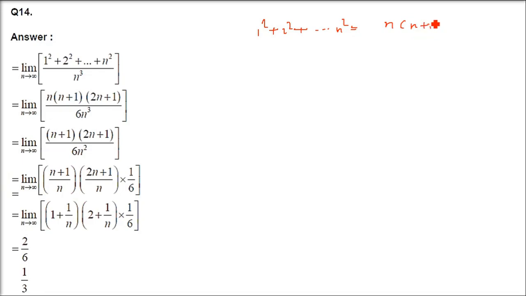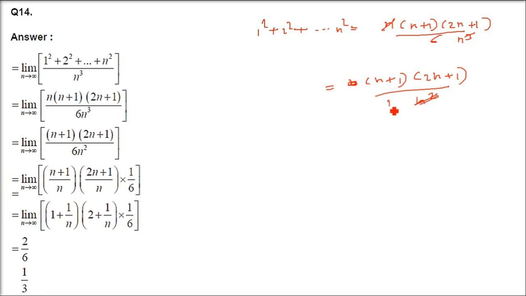This is n plus 1, 2n plus 1 by 6. So below you have n cube already, so cancel 1n. You have n plus 1, n is not there, n plus 1, 2n plus 1 divided by n square. Now you can take this 1 by 6 separately. We'll use 1 by 6 later on.